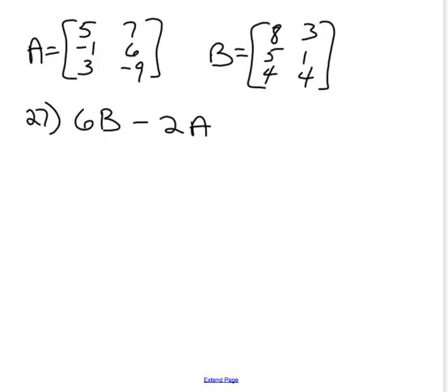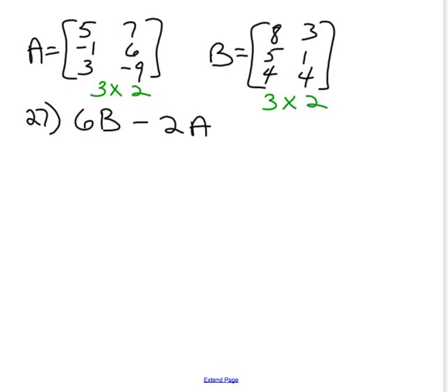Next problem would be problem number 27. Similar to the other 2 problems, but they didn't put the matrices in the actual problem. They gave you a list of them, A, B, C, and D, and asked you to perform the operations on those 4 matrices. 27 is 6b minus 2a. Before anything else, I take a look at the dimensions. Matrix A, my dimensions are 3 rows, 2 columns. Matrix B, 3 rows, 2 columns. Dimensions are the same, I can perform my operation.